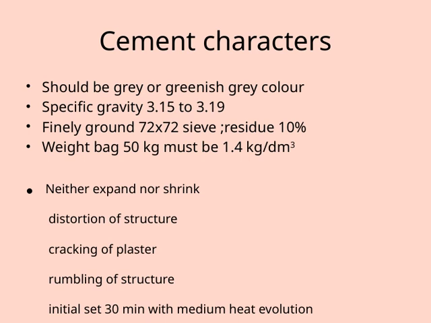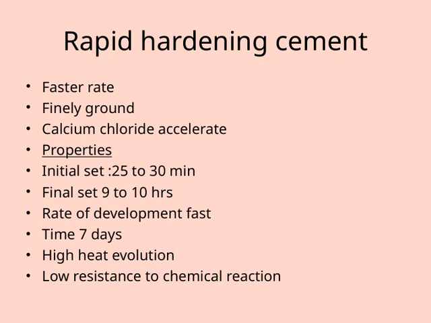Let's talk about rapid hardening cement. As the name suggests, this type of cement sets much faster than traditional cement, making it ideal for situations where quick strength development is needed. It's characterized by a faster rate of hardening, which is achieved through the use of finely ground materials. The finer particles accelerate the hydration process, leading to quicker strength gain.